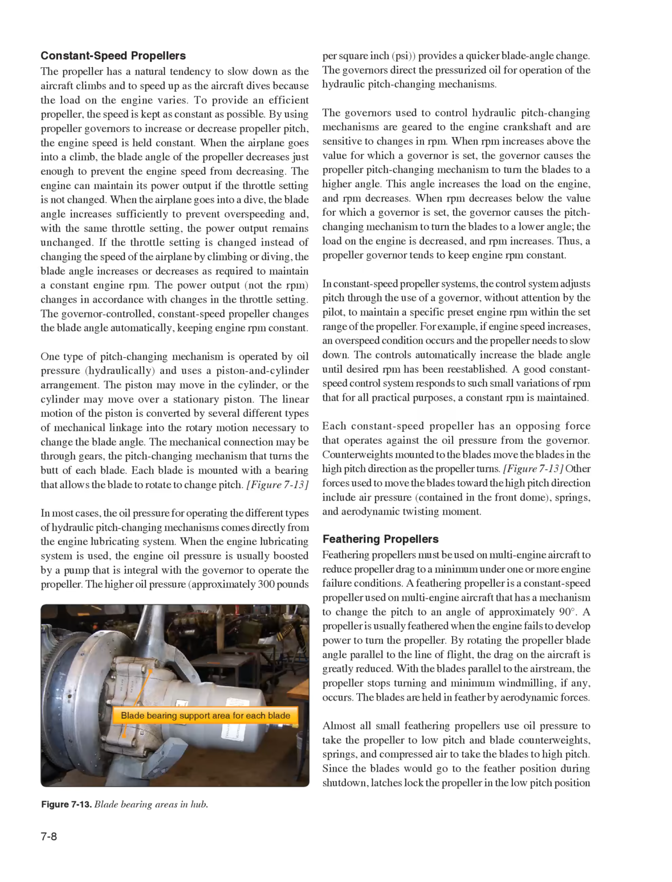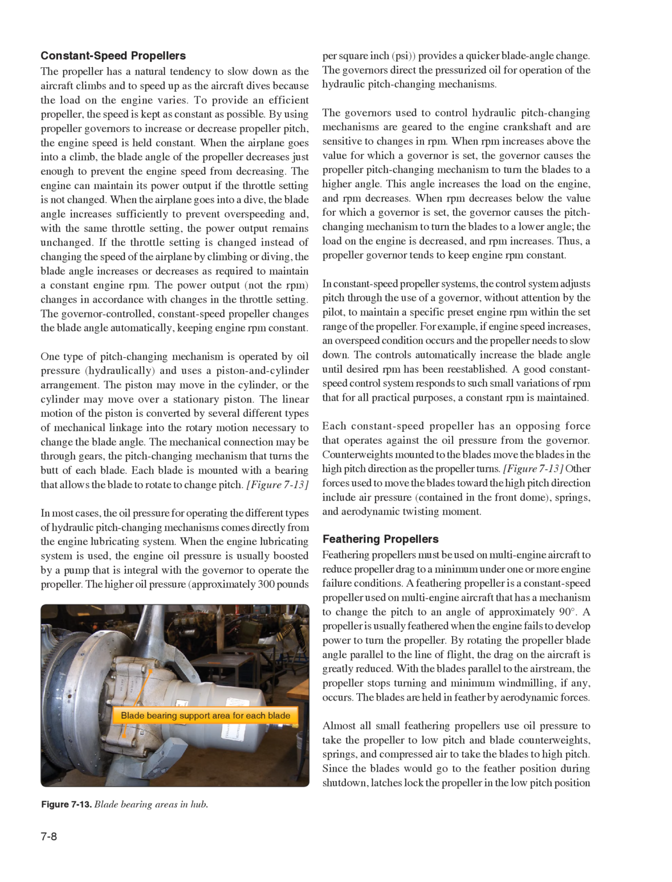Constant speed propellers. The propeller has a natural tendency to slow down as the aircraft climbs and to speed up as the aircraft dives because the load on the engine varies. To provide an efficient propeller, the speed is kept as constant as possible. By using propeller governors to increase or decrease propeller pitch, the engine speed is held constant. When the airplane goes into a climb, the blade angle of the propeller decreases just enough to prevent the engine speed from decreasing. The engine can maintain its power output if the throttle setting is not changed.